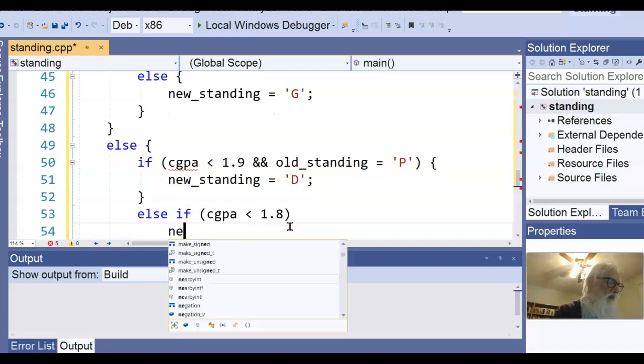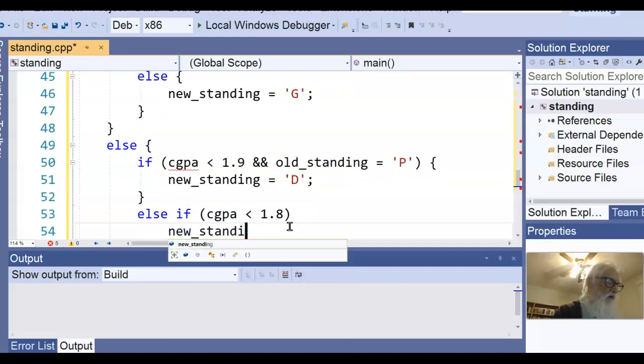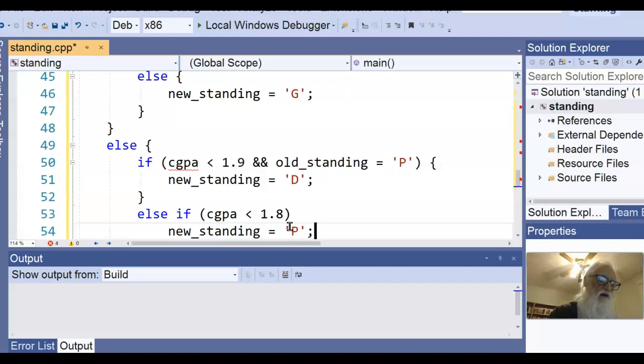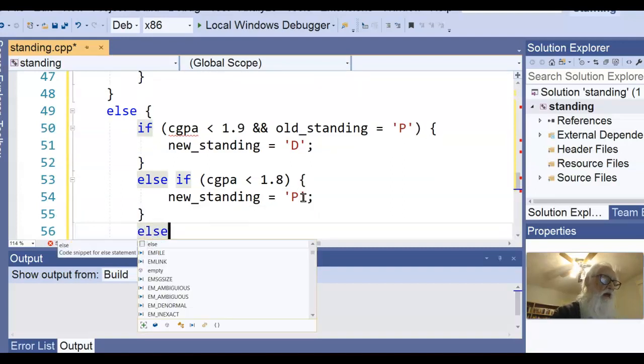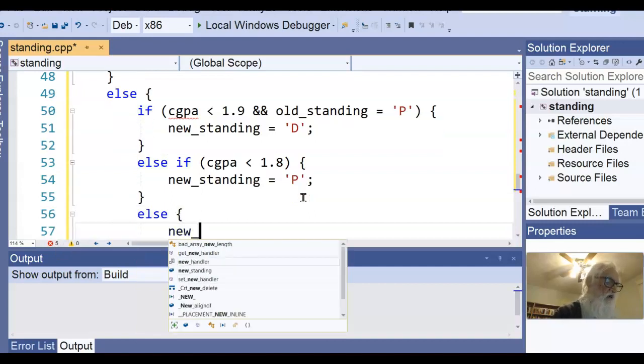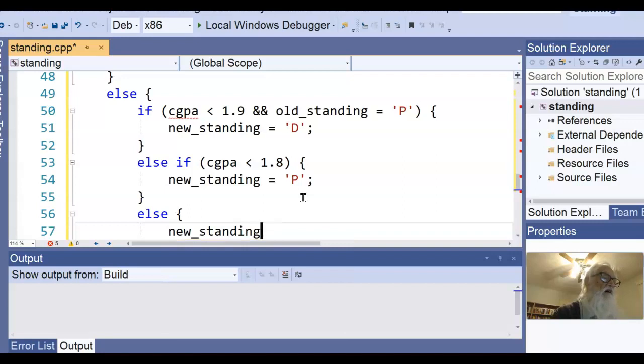And then the new standing equals probation. And let me get that. I forgot the brace here. That's why the machine put that in the wrong place. I have that. Else, new standing equals good.